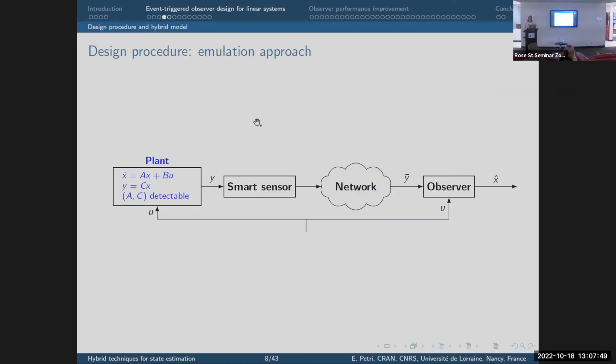And we consider linear time-invariant systems that are described by this equation, where x is the state of the system that is unknown and we want to estimate, u is the input and y is the measured output. And we assume that the pair (A, C) is detectable.